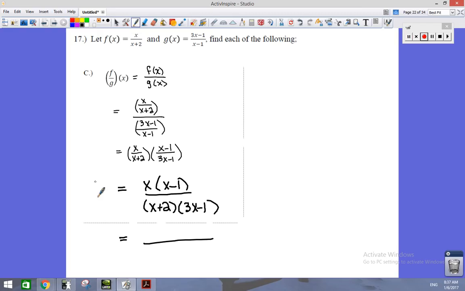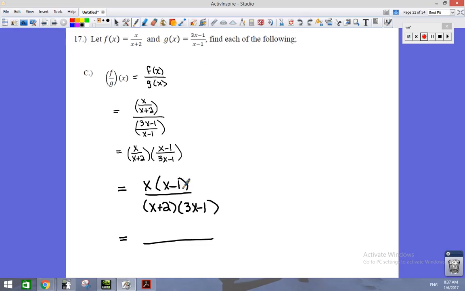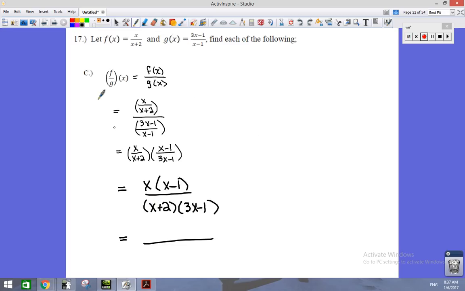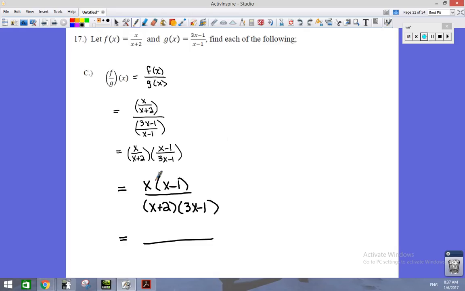So I'm going to leave the denominator in factored form, but I'm going to multiply that numerator together. But this part of this answer right here, that's what I'm going to flip to get my answer in D. I'm going to have the x times x minus 1 now in the denominator, and I'm going to leave that in factored form. But this denominator is now my new numerator, x plus 2 times 3x minus 1. So let's finish this in D. X times x minus 1 is x squared minus x.